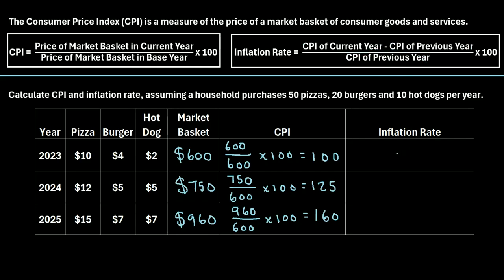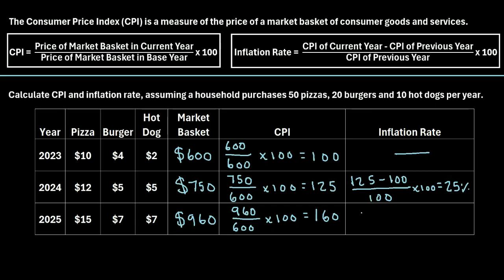So in 2023, there is no previous year for this data, so we'll leave that one empty. But in 2024, we can take the CPI of the current year, so that's 125, and subtract the CPI of the previous year, which was 100, and divide by the CPI of the previous year, which is 100. And then we multiply it by 100. And that comes out to 25%. So the inflation rate in 2024 is 25%. All that means is that the price of the market basket that we measured has increased by 25% since the previous year.